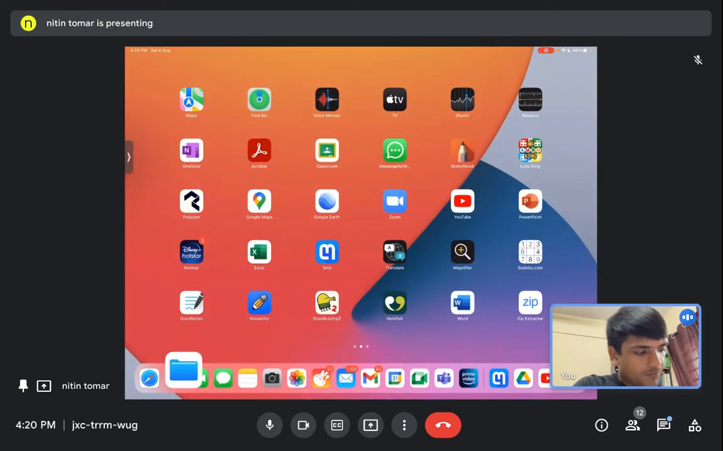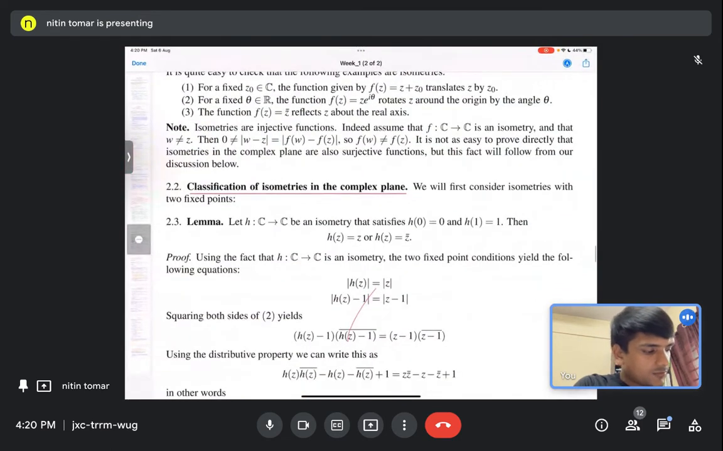So finally we move to the classification of isometries in the complex plane. The first lemma says that if H is an isometry such that it fixes 2 points, 0 and 1, then the only possibility is the identity map or the conjugate map, which means the identity map and the conjugate map are the only isometries which fix 0 and 1. So this we will prove.